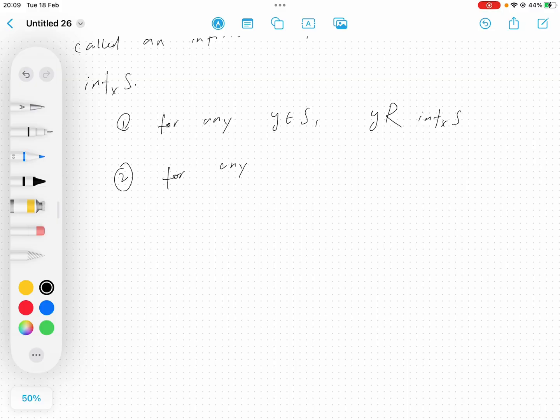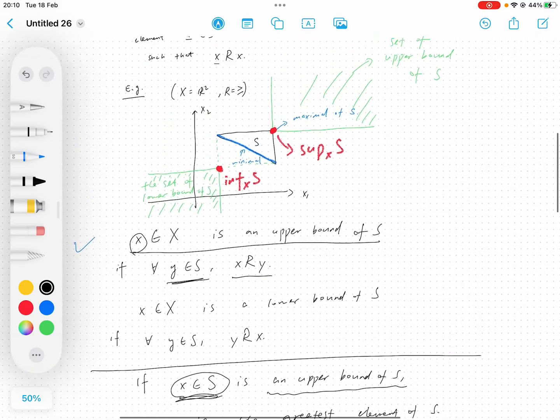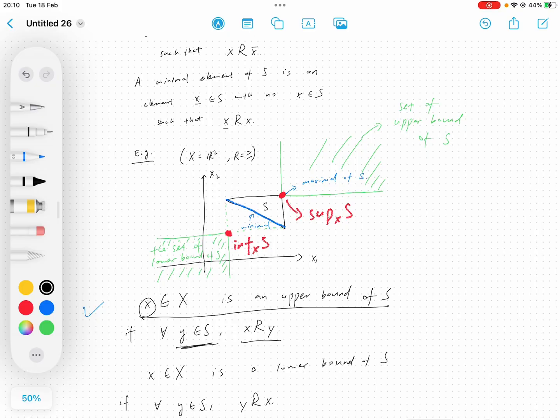So for any y prime in X such that y is bigger than y prime for all y in S, we have the inf of S bigger than y prime. We can see that no matter whether we're talking about the set S itself, the upper bound set, or the lower bound set, we can always use this partial order R, because we're working on this partially ordered set R2, and those are just subsets of R2. Then we have already indicated this point as the inf of S.